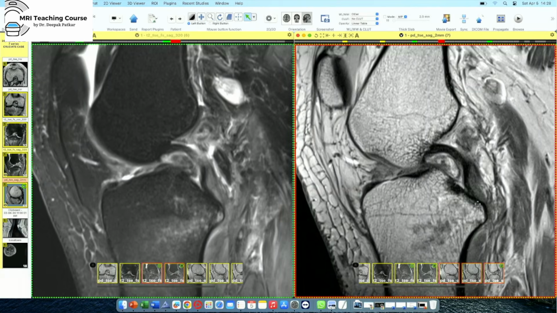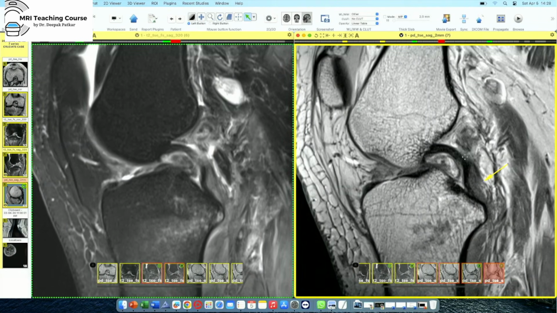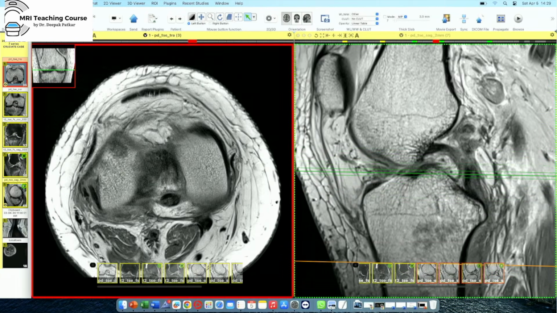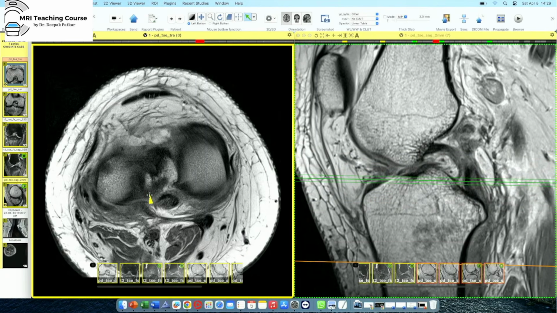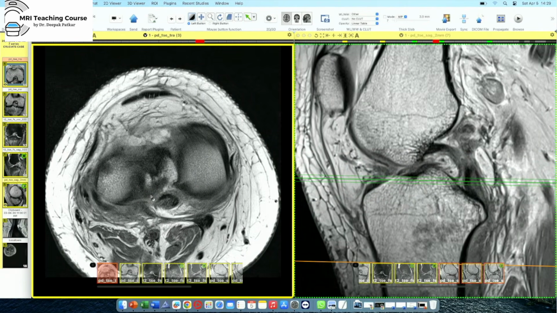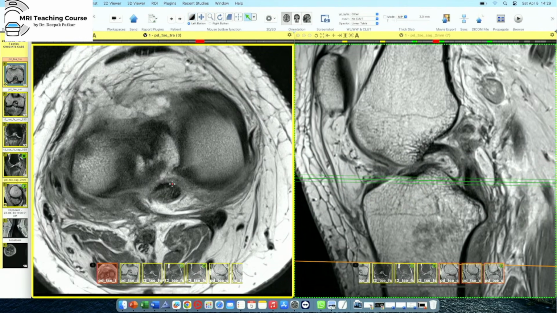What is the status of PCL? Even PCL is showing some signal. The part of it is black in color, part of it has become gray in color. So, let's look on the axial images. So, you can see how the PCL is looking on axial over here. There is hyperintense signal. There is black signal here and there is hyperintense signal here. So it is involving approximately 50% thickness of the PCL.